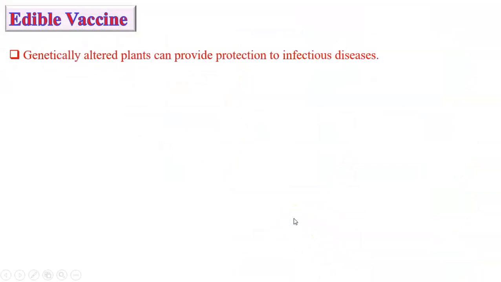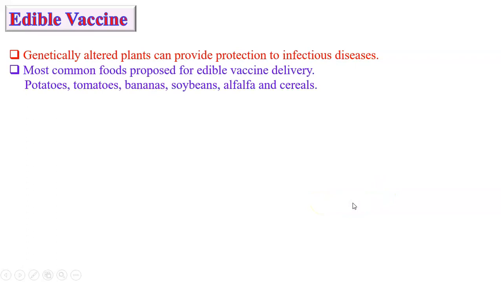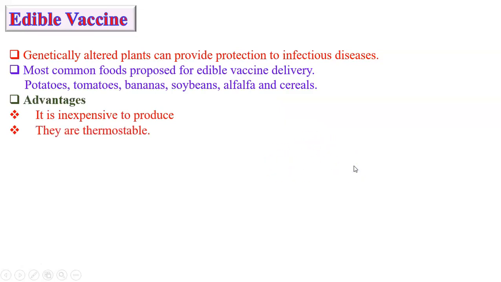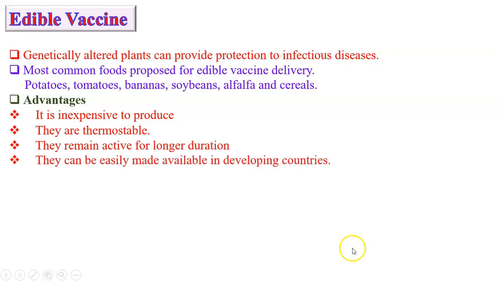Edible vaccine, we have already discussed about this. These are genetically altered plants and they provide protection to infectious diseases. Most commonly used plants are potato, tomato, banana, soybean, etc. The advantages are it is inexpensive to produce, they are thermostable, they remain active for longer duration, and they can easily be made available, especially in developing countries.